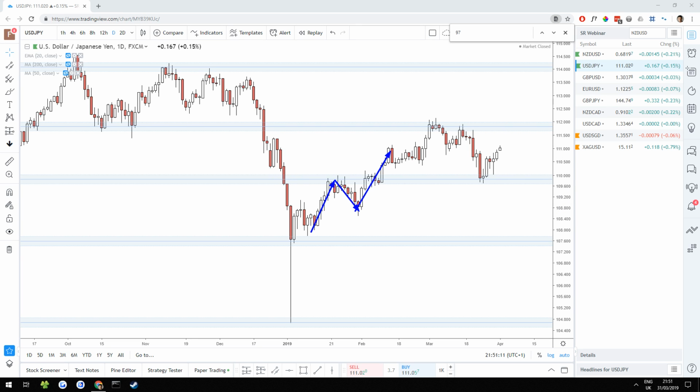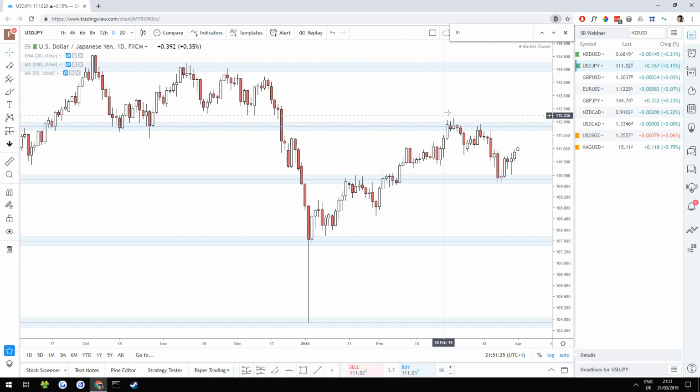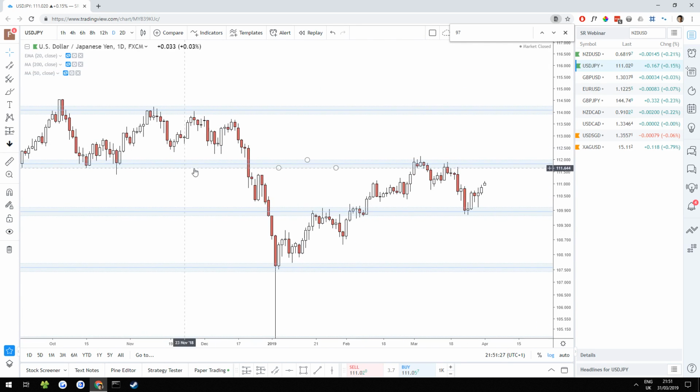Now, another example here on USDJPY is over here, this one here, the 111.85. If you go back to this, this was 16th of October, 20th of October, 2018, price was bouncing from this as support. At some point, price broke through support. We didn't remove that area. That area just switched to resistance. That area now becomes resistance.